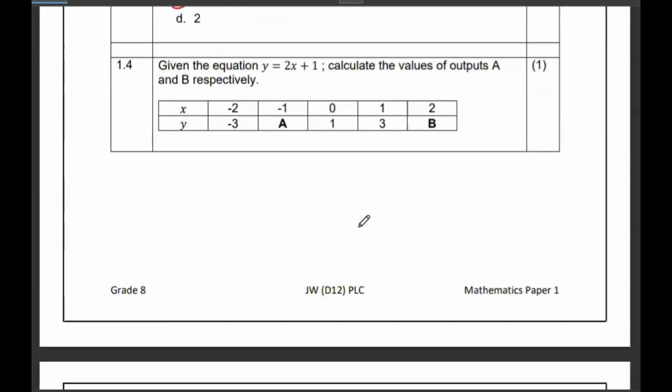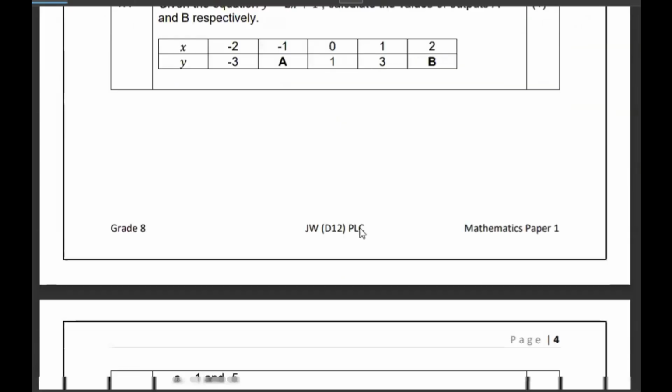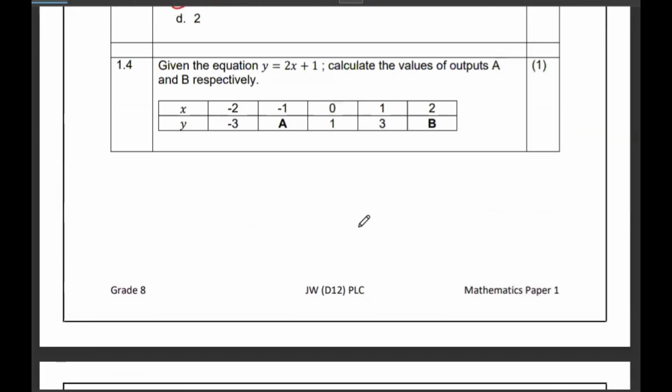Then 1.4, we have the equation 2x plus 1. And then they want us to get the values of A and B. So in this case, we're going to do substitution. Where there is x, the input, we put a -1. I resubstitute with a -1. So y is 2 times -1 plus 1. So it's -2 plus 1, which gives us -1. So A is -1.